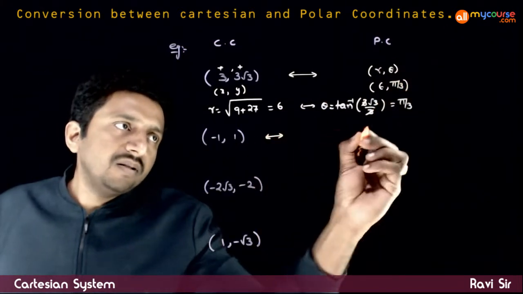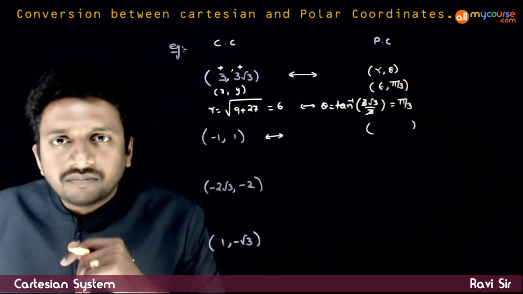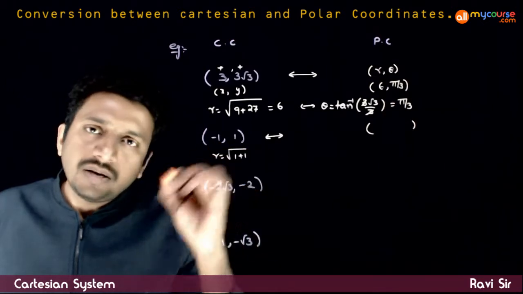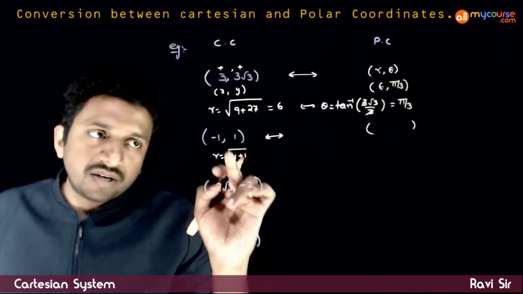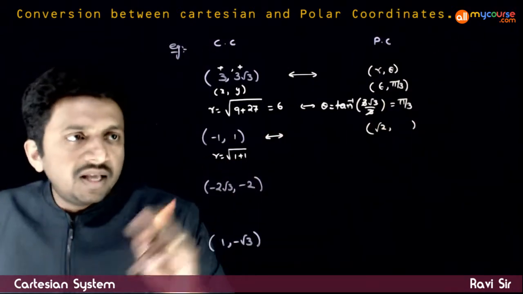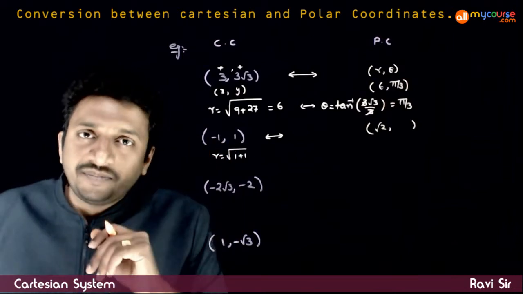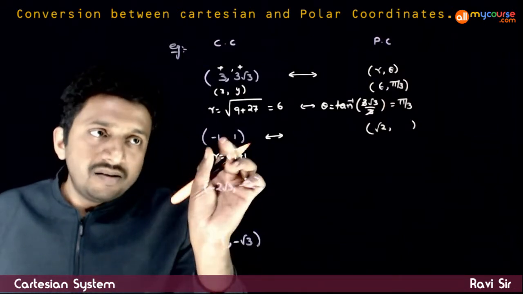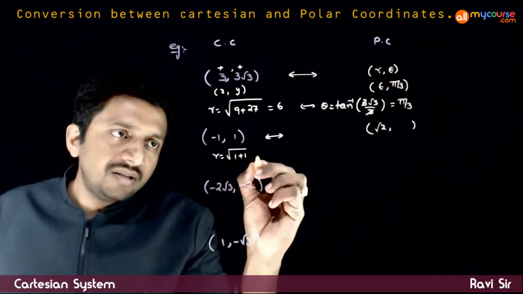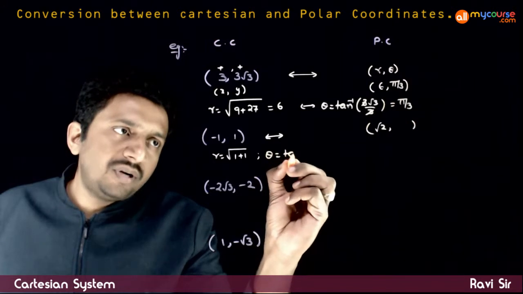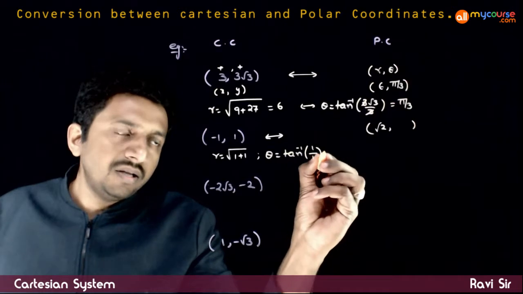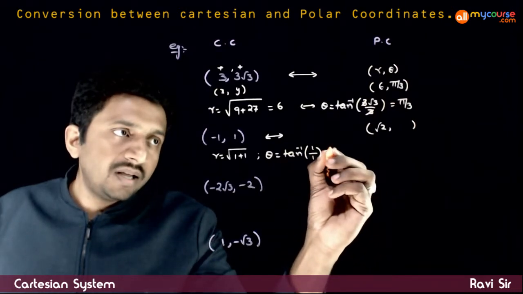Next, minus 1 comma 1. r is equal to root of minus 1 whole square plus 1 square. Root of 1 plus 1 is root 2. So r will be equal to root 2. And you come to theta. So what is theta? First step, you forget the signs. Try to get an allied position in the first quadrant. So theta is equal to tan inverse of modulus of y, which is 1, modulus of x is also 1. So that is equal to tan inverse of 1, which is pi by 4.